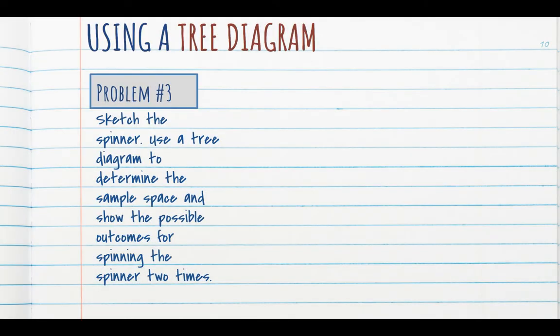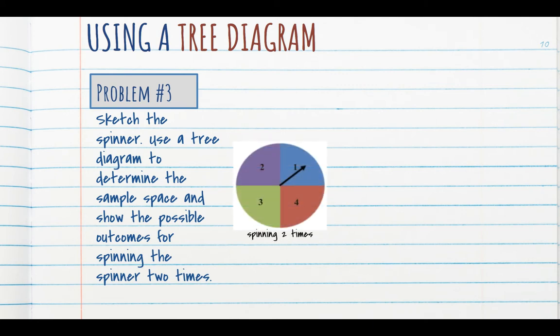Now you try making a tree diagram. I want you to sketch the spinner and use a tree diagram to determine the sample space and show the possible outcomes for spinning the spinner 2 times. Pause the video while you're working this problem and then press play when you're ready to check your work.